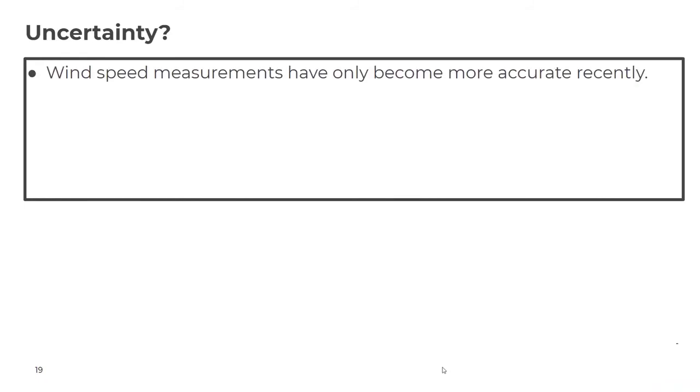So firstly, wind speed measurements have only become more accurate recently. So this does call into question the accuracy and reliability of past data. Have Category 4 and 5 storms really increased since the 1970s, or have we just become more accurate in measuring wind speeds? And if we use this past data that might not be accurate to predict future trends, surely our future trend predictions cannot be accurate in themselves.